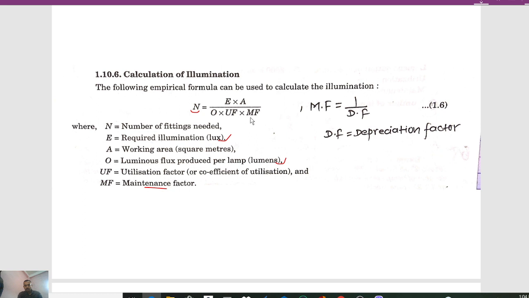And sometimes the depreciation factor is given and the maintenance factor is not given. So with the help of the depreciation factor, you can calculate the maintenance factor as maintenance factor equals 1 upon depreciation factor. So we can use this relation to calculate the maintenance factor.